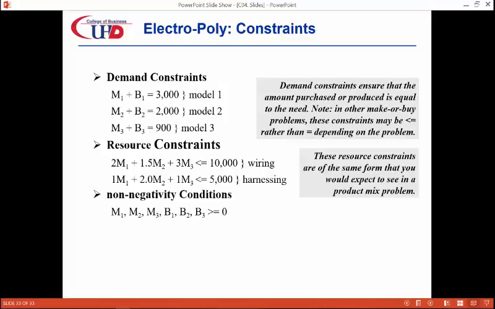Now, we have formulated the linear programming for this make or buy problem. And next, we will move to the Excel. We are going to see how it is set up in Excel and how to use solver to get the solution.